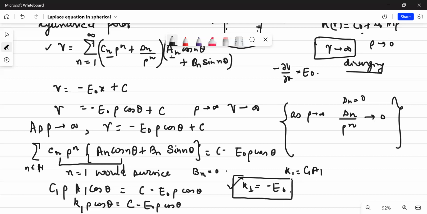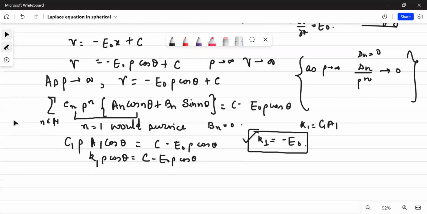Is that clear? And now we need to find, if only the n equal to 1 term is surviving, so here also D1 we need to find. Is that clear, or is that not clear? Okay, so what we want to find is D1.